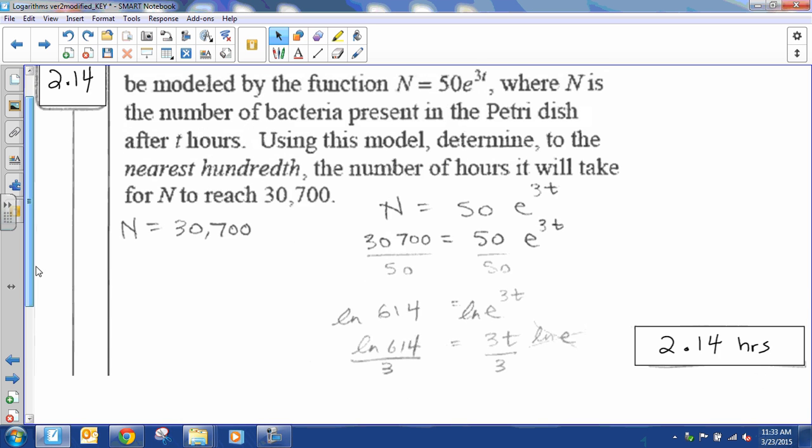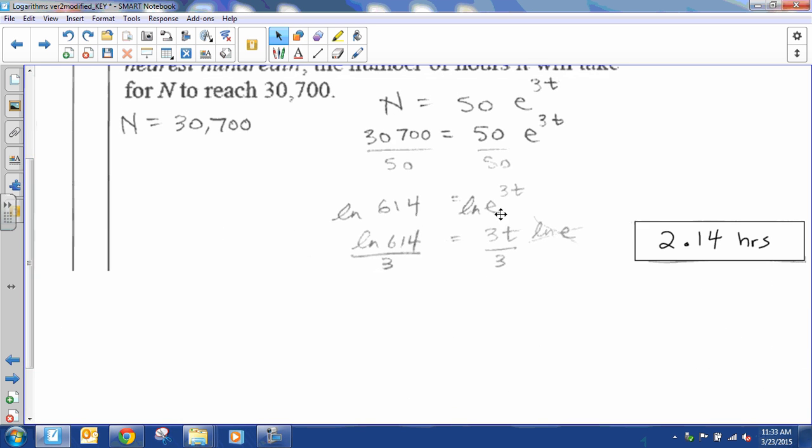Dividing both sides by 50, we end up with e to the 3t equals 614. We take the ln of both sides, right, because this is the exponential with base E. So the 3t comes down, the ln of E cancels out. We divide both sides by 3, and very carefully we put this in the calculator. And remember to close your parentheses before dividing by 3.